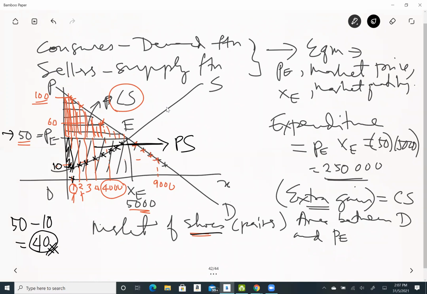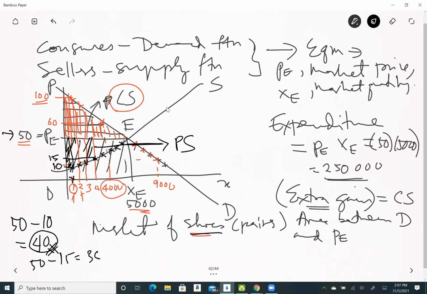So you do it for each quantity, okay? For example, the fourth pair here. I'm willing to sell at 15 ringgit, but I sell it at what? At 50. So my extra gain will be 50 minus 15. I gain how much here? 35. So I got another gain.